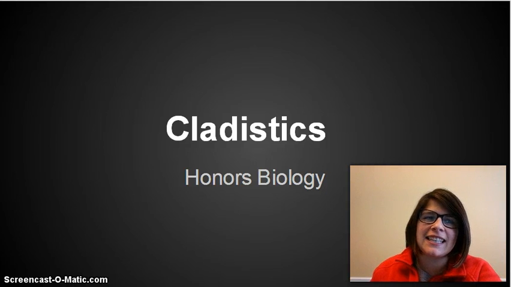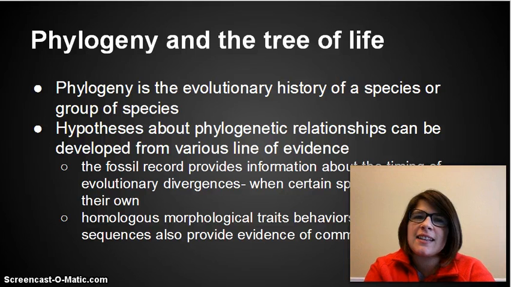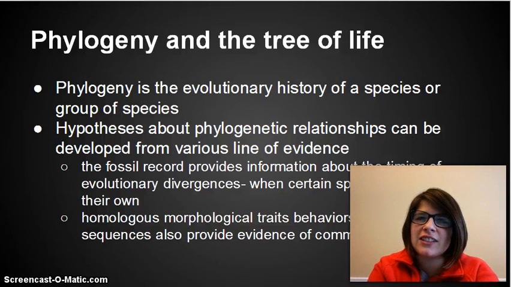Now cladistics is a branch of evolution, and we use this a lot of times to look at how closely things are related. But cladistics has some sub-branches, so we're actually going to be talking about the sub-branches and not cladistics as a whole today. So the first sub-branch is phylogeny. And phylogeny is the evolutionary history of a species or group of species. So basically, we're just following a species through its lineage.